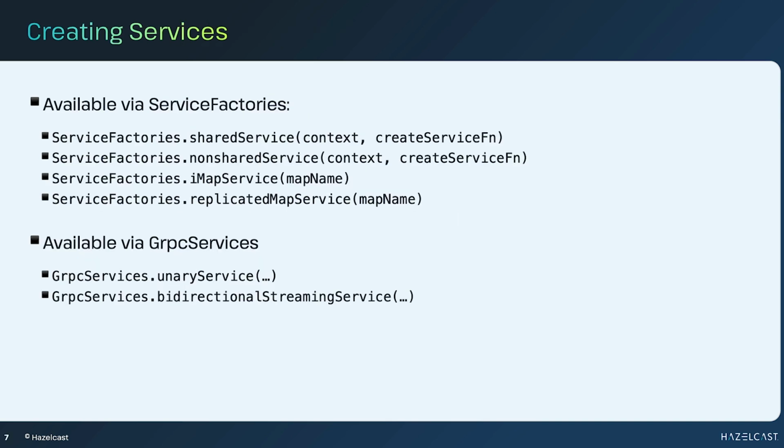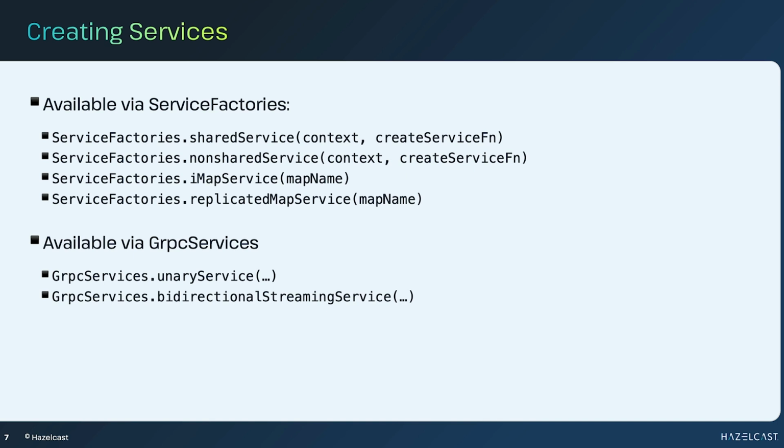The ServiceFactories class gives us a quick way to create shared or non-shared services, as well as built-in services to access Hazelcast IMap or replicated map data structures. There are also built-in services to access gRPC services, which are available via the GrpcServices class. If your needs are more complex, you can use the various methods of the ServiceFactory class to build more complex services that have unique context objects to hold service-specific state.